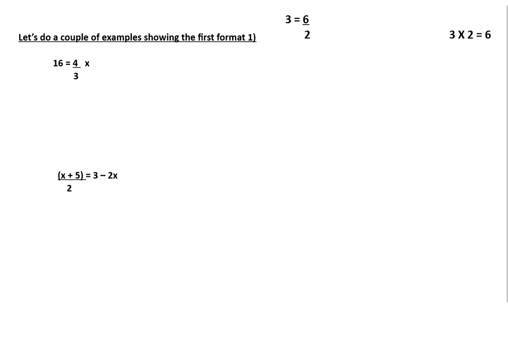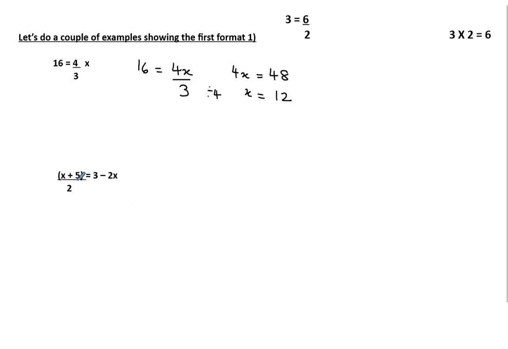If we've got 16 equals 4/3 x, and remember, 16 equals 4x over 3. And then it looks like 3 equals 6 divided by 2. So you just have 4x equals 16 times 3 is 48. And then because x has been multiplied by 4, we divide by 4. And we get x equals 12.